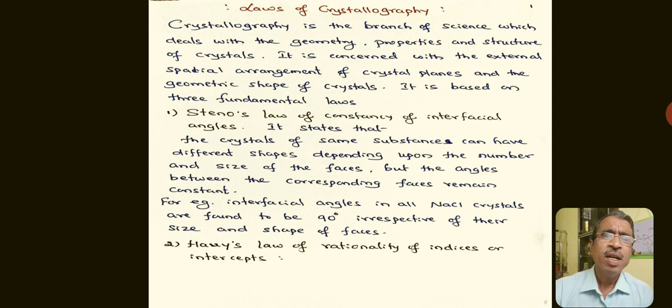Coming to the first one, Steno's law of constancy of interfacial angles. It states that the crystals of the same substance can have different shapes depending upon the number and size of the faces, but the angles between the corresponding faces remain constant. For example, interfacial angles in all sodium chloride crystals are found to be 90° irrespective of their size and shape of the faces.